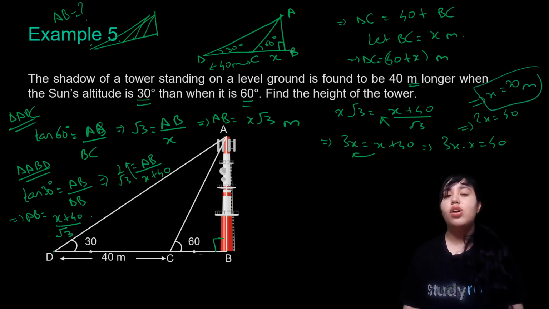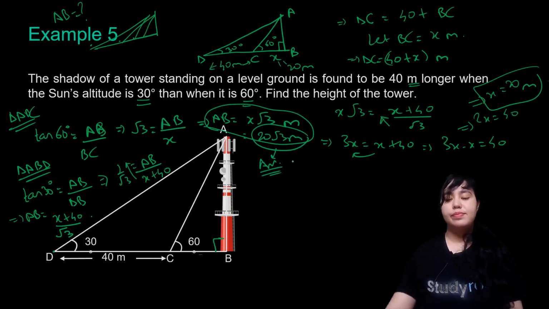But we did not require BC in the question. They were asking you to find out the height of the tower AB. So you can find AB from here. AB was x root 3. x is 20. 20 root 3 meters is the height of the tower. So this is your answer.